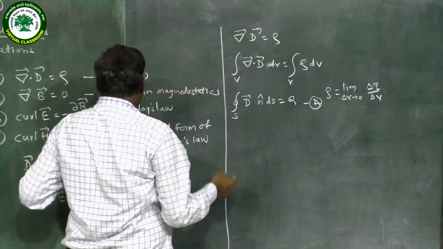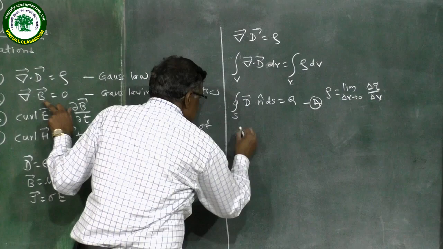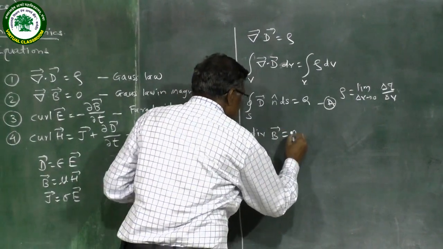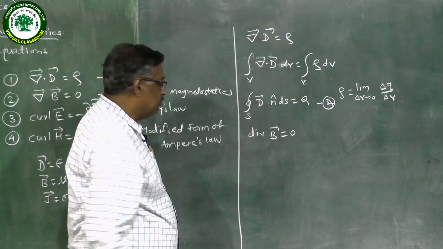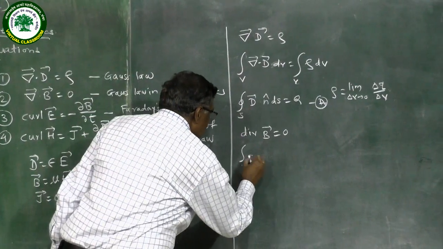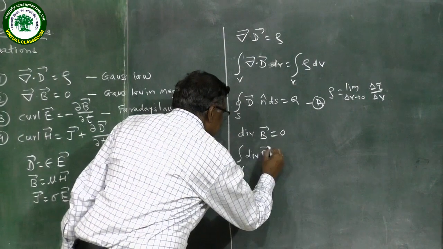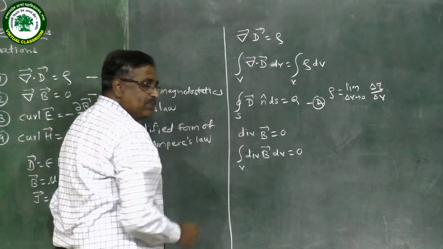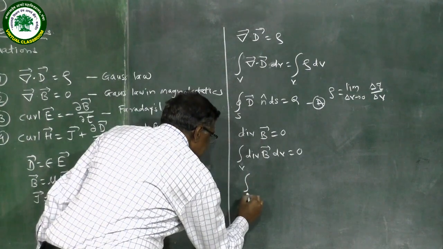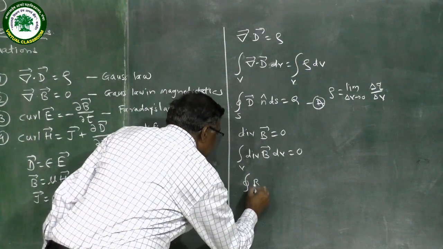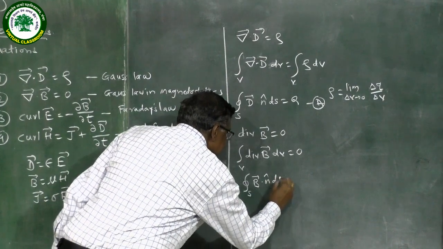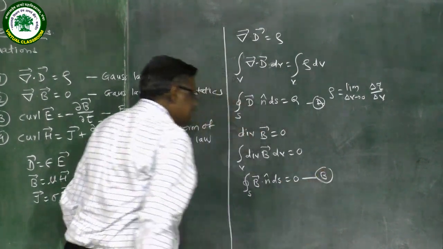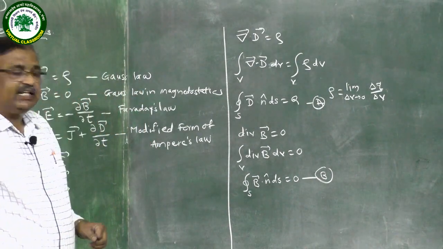The second equation is divergence of B equal to 0. Taking again the volume integral on both sides, the volume integral of divergence of vector B dV is equal to 0. Converting this volume integral into a surface integral, the equation becomes integral over S of vector B dot n dS is equal to 0. So this is the second equation transferred into its integral form.